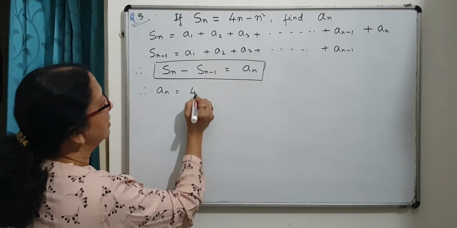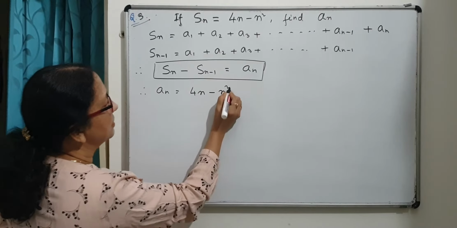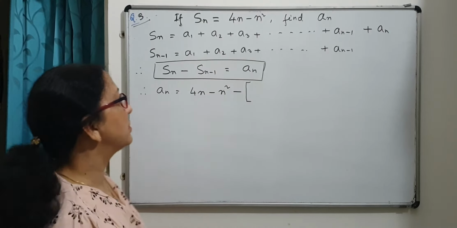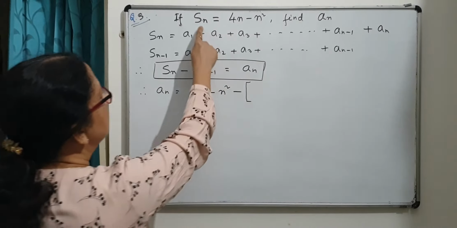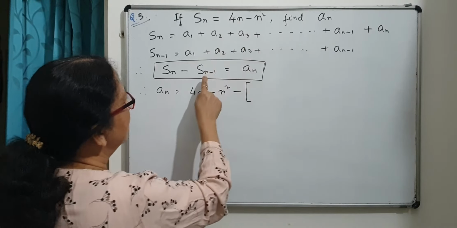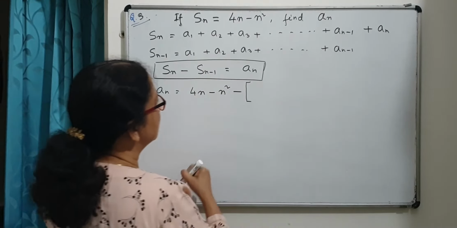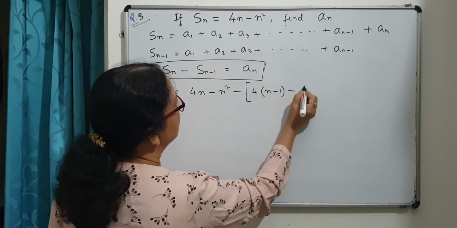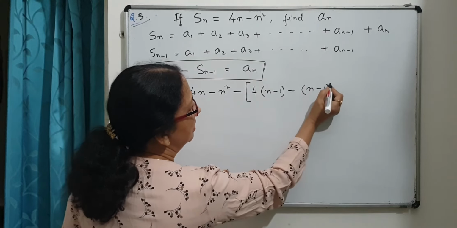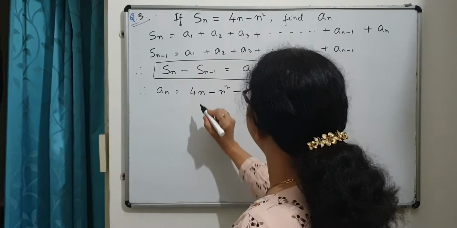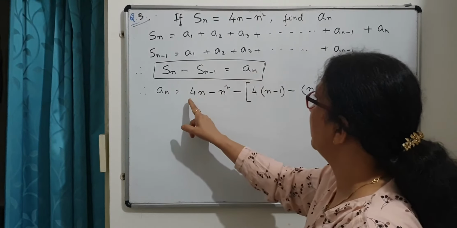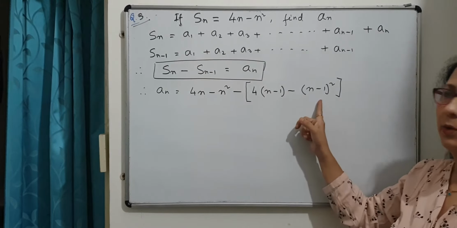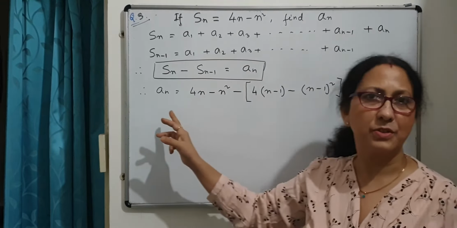So Sn is your 4n minus n square. This is your Sn. Minus, whenever there is a minus, always put a bracket, otherwise you will make mistakes with signs. So Sn minus 1 means, in this formula, in place of n, I will write n minus 1. So it is 4 times n minus 1, minus n minus 1 whole square. So An is equal to Sn minus S of n minus 1. That is simply, in place of n, I am writing n minus 1. Then we will simplify and get the required expression for An.